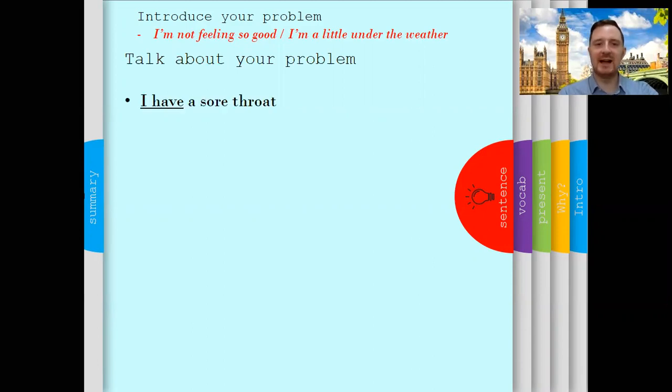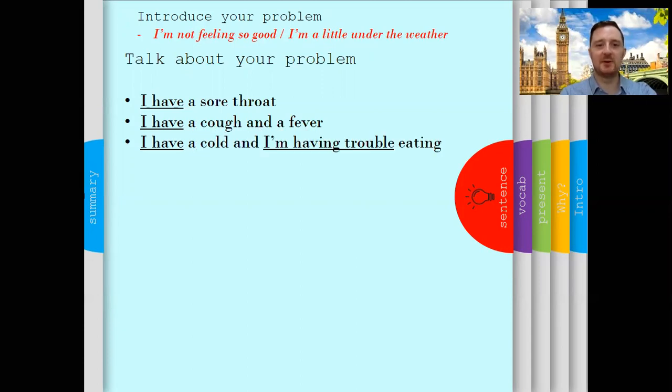We can use I have plus noun. So I have a sore throat. I have a cough and a fever. This is good because we can add two nouns together. I have a sore throat and a cough. I have a fever and a cold. Okay, we can add them together to make the sentences longer.